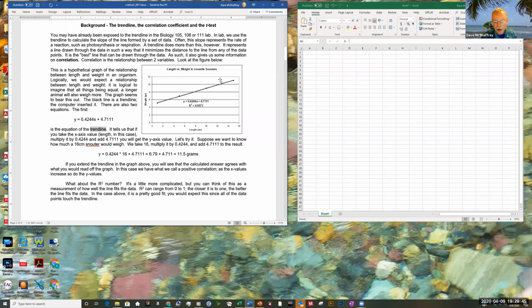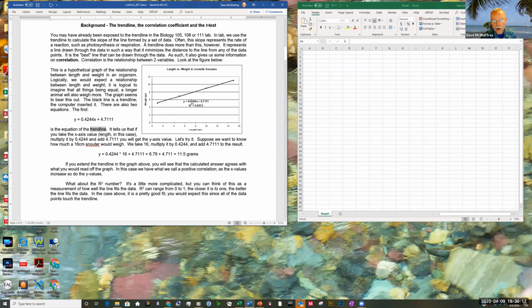We can describe a straight line in the equation y equals mx plus b. You probably remember that from algebra or something along those lines. So here's y, and there is m. In this case, m is equal to 0.42. There's our x. Plus 4.711. This last part is the y-intercept, and that says that if we extended this line over to the y-axis, it would cross it at 4.711. We're going to pretty much ignore that.